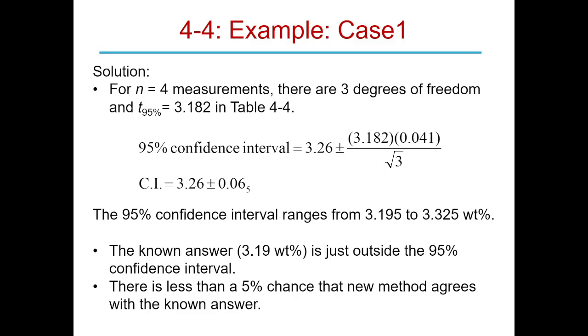So what does that mean then? Well, there's 95% chance that these values do not agree, and there's a 5% chance that they do, right? Does that make sense?